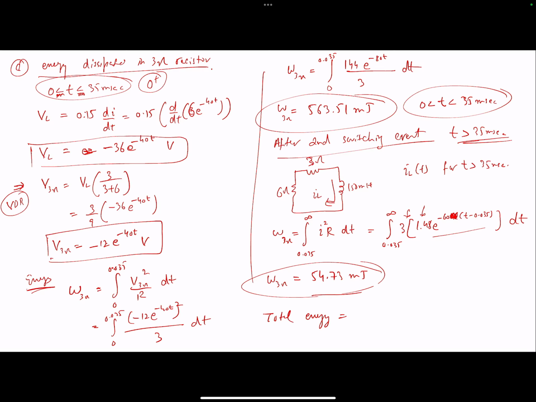So the total energy dissipated is both amounts of energy: between 0 to 35 milliseconds and greater than 35 milliseconds. So you get 563.51 plus 54.73. The total comes out to be 618.24 millijoules. So what's the percentage of the energy dissipated?